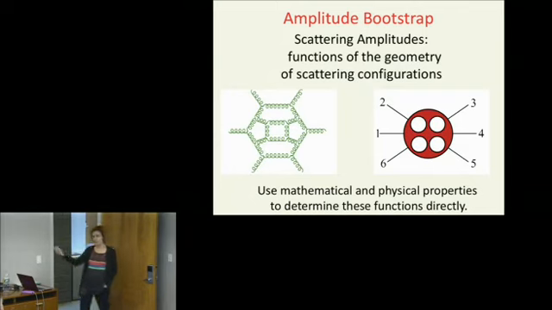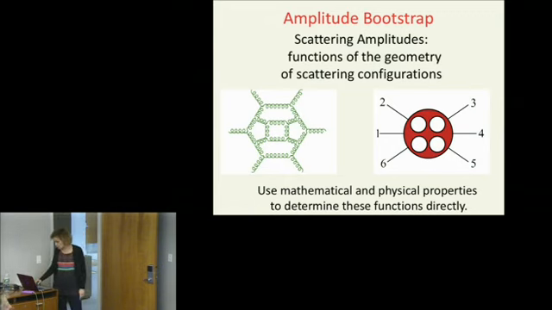We need to know the set of geometrical data and the set of functions. And then we can use a set of mathematical and physical properties to determine these functions directly. Okay? So let me now explain to you. We forget about quantum field theory integrals. Let me try to tell you what the functions we are looking for are, and what they are functions of. What are the arguments of these functions?